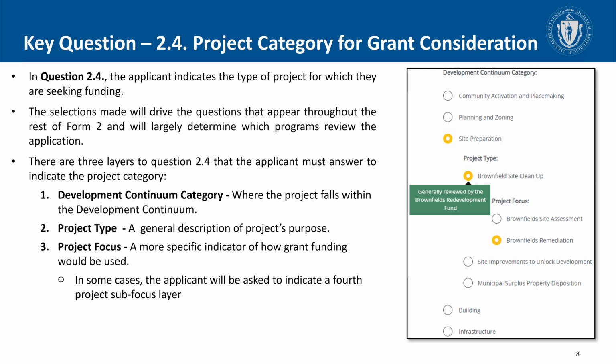So after you choose a project type, you'll be asked to choose a project focus. While the project type is centered on the goal of the project, the focus describes how funds would actually be used. So again, in the example on the screen, you can see that if the application received an award, funds would be used to conduct remediation of a brownfield site, as opposed to site assessment, both of which are eligible uses of funds to the Brownfield Redevelopment Fund.